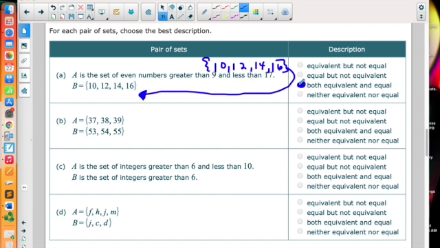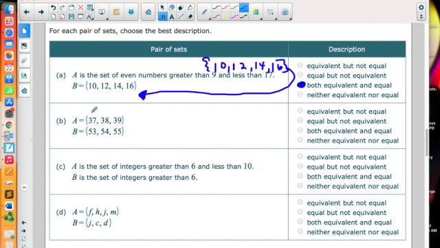So newsflash, when sets are equal, they are automatically equivalent because they've got the same number of elements. All the elements in set A are in set B. They are equal and equivalent. Same exact elements, same number of elements.